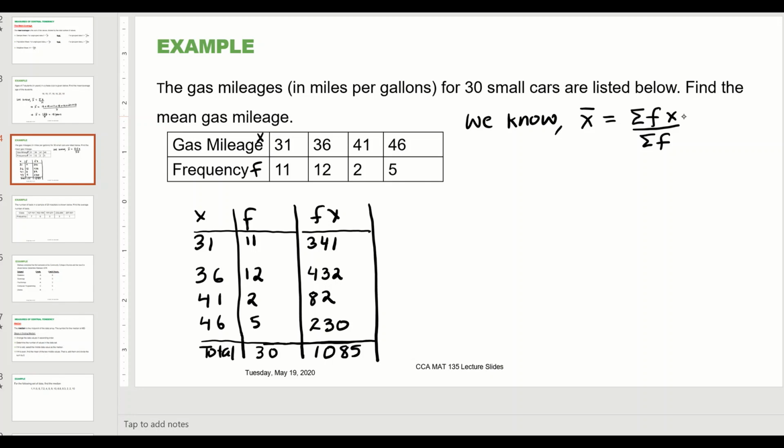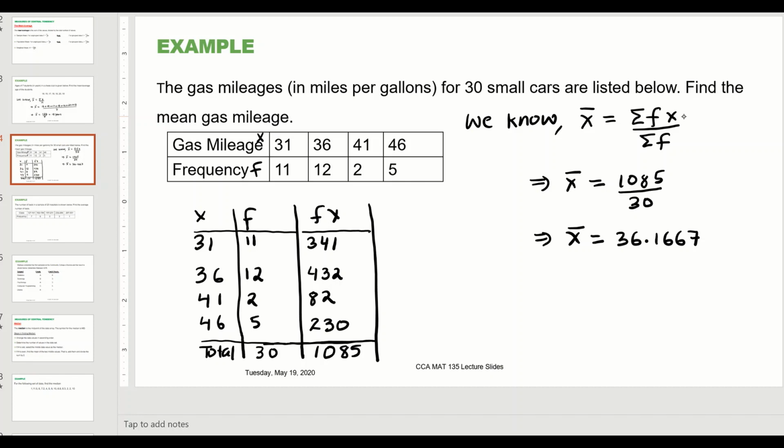Then we can use the formula over here. So your mean is equal to the sum of f times x we obtained here, which is 1085, and then we have to divide by the total number of observations, which is 30. So if we divide that using a calculator, it is equal to 36.1667. That is the average of this given data set.